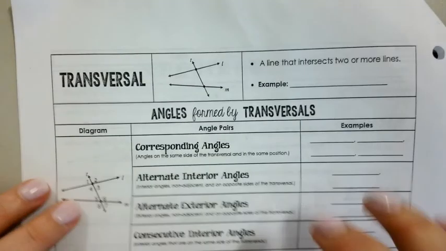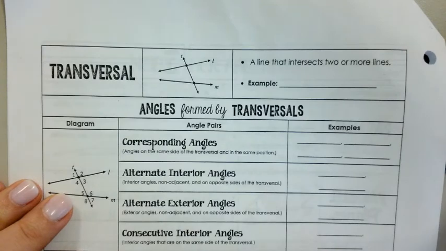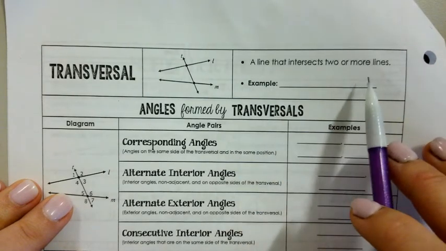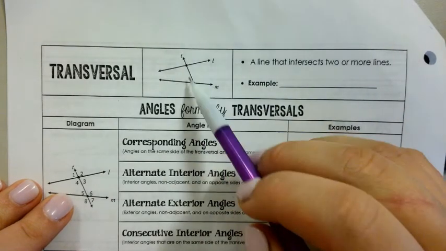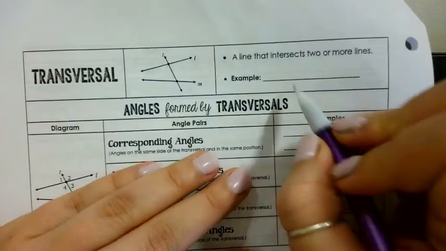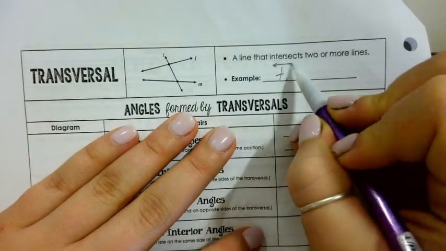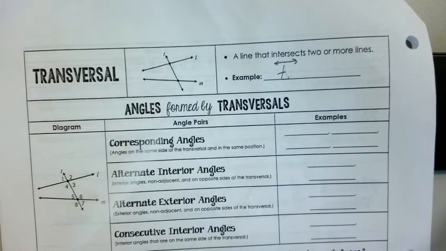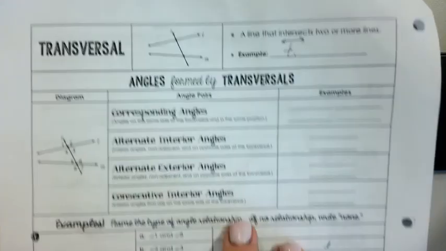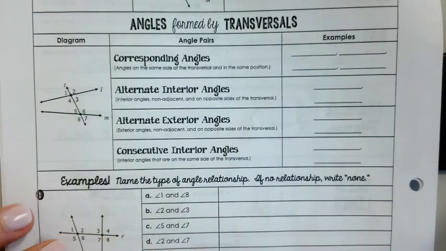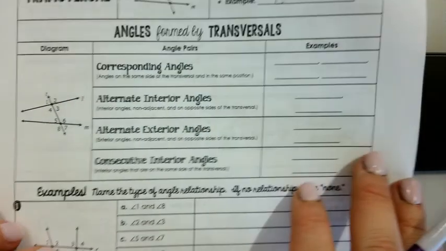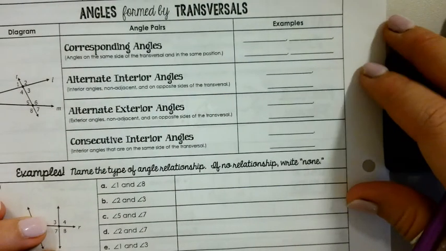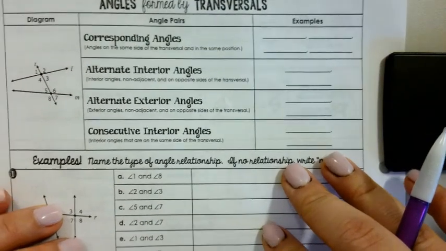So we're going to talk about transversals. A transversal is a line that intersects 2 or more lines. So line T here is a transversal. Line T intersects L and M, so it intersected 2 lines. So when we have a transversal, we create angles.